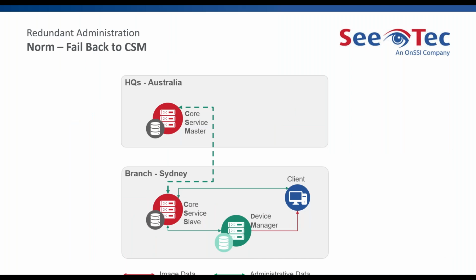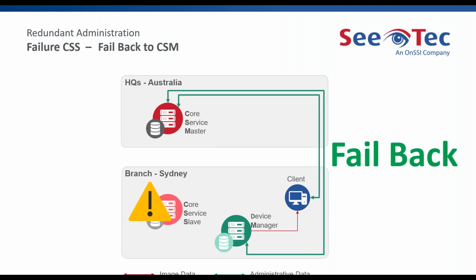Say we've got a scenario where you lose the connection with your CSS on the local branch. So where that shows the dotted line coming down, again, that could be running on its own hardware locally. So if that comms goes down on the CSS, what does the branch DM and the client do? Well, they'll realize that there is a failure with the CSS, and automatically, without any intervention from the user, they will try and connect to the CSM, the master, to get their instructions as such.